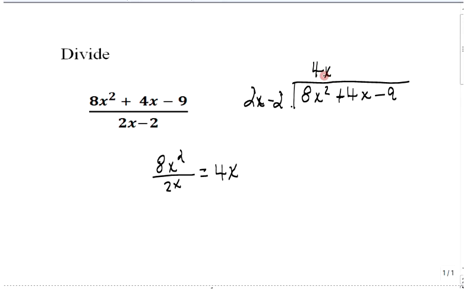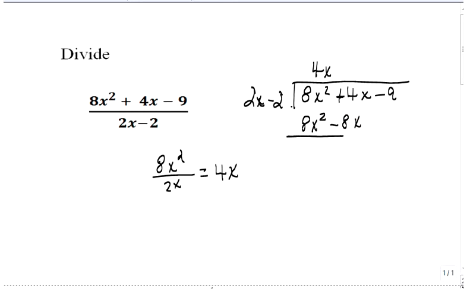As I mentioned once before, if you put the 4x on top of the x term instead of the x squared term, it makes absolutely no difference where you place it. Just put it up above the division symbol. Then you take that 4x and multiply it times 2x minus 2. So that looks like this. 4x times 2x is 8x squared. And then 4x times a negative 2 is a negative 8x.